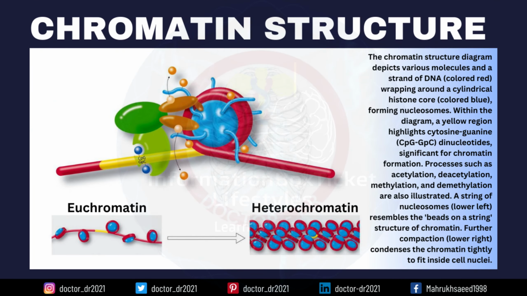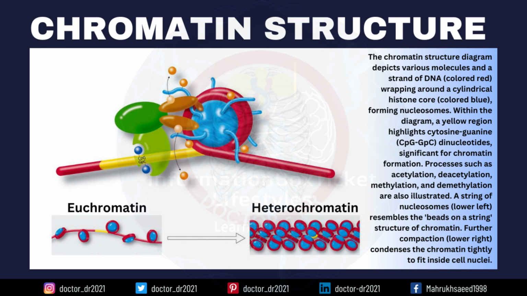The chromatin structure diagram depicts various molecules and a strand of DNA, colored red, wrapping around a cylindrical histone core, colored blue, forming nucleosomes. Within the diagram, a yellow region highlights cytosine guanine, CpG-GpC, dinucleotides, significant for chromatin formation. Processes such as acetylation, deacetylation, methylation, and demethylation are also illustrated.